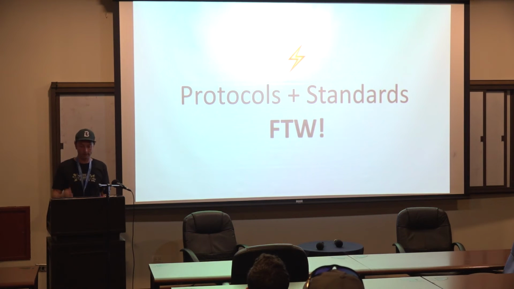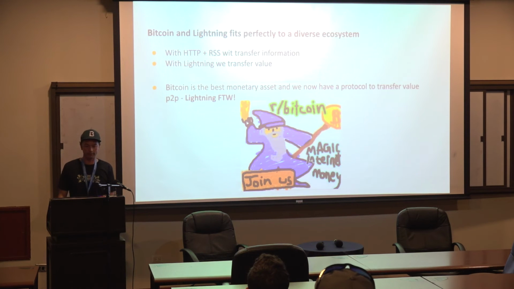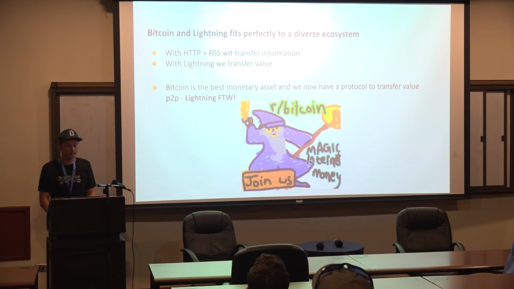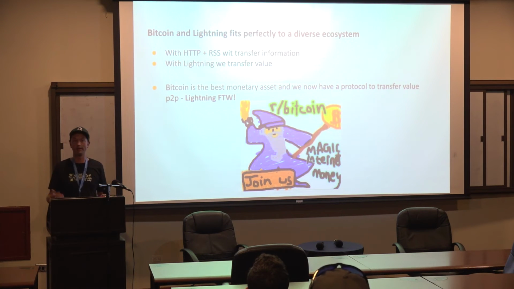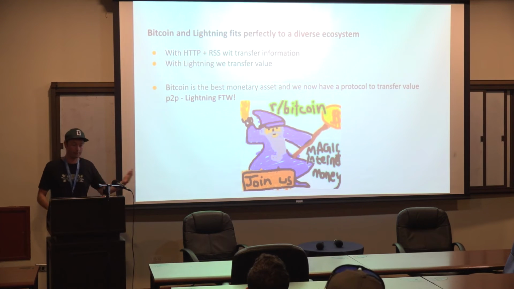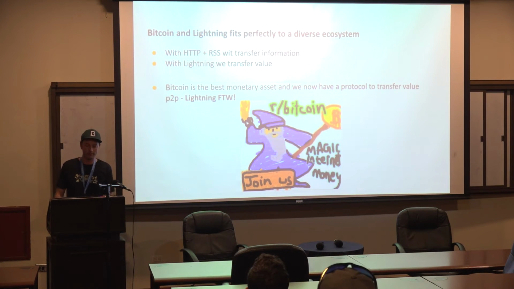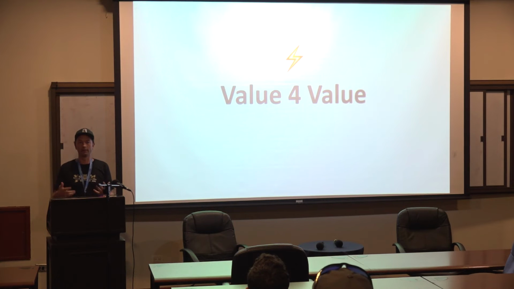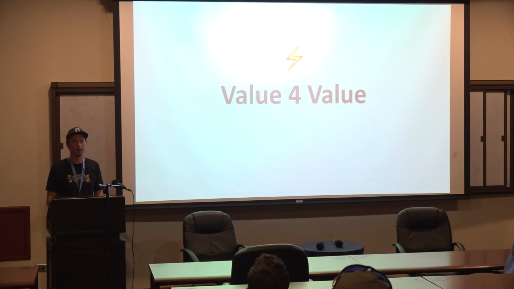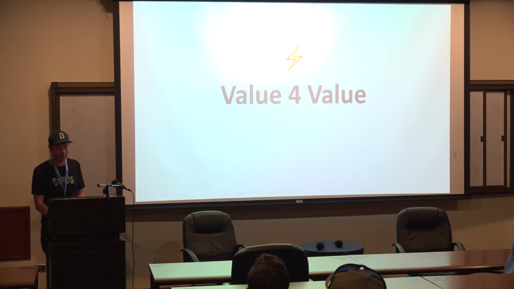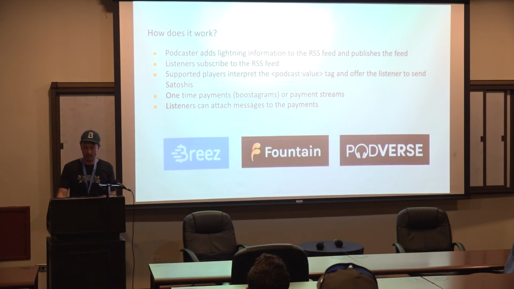But the point is, protocols and standards for the win. We have Bitcoin and Lightning that fit perfectly, as I said. We've got HTTP and RSS to transfer information, and we've got Lightning as a way to transfer the value. And with value for value, it kind of describes the concept of how to monetize these kinds of things. So quickly, how does it work?